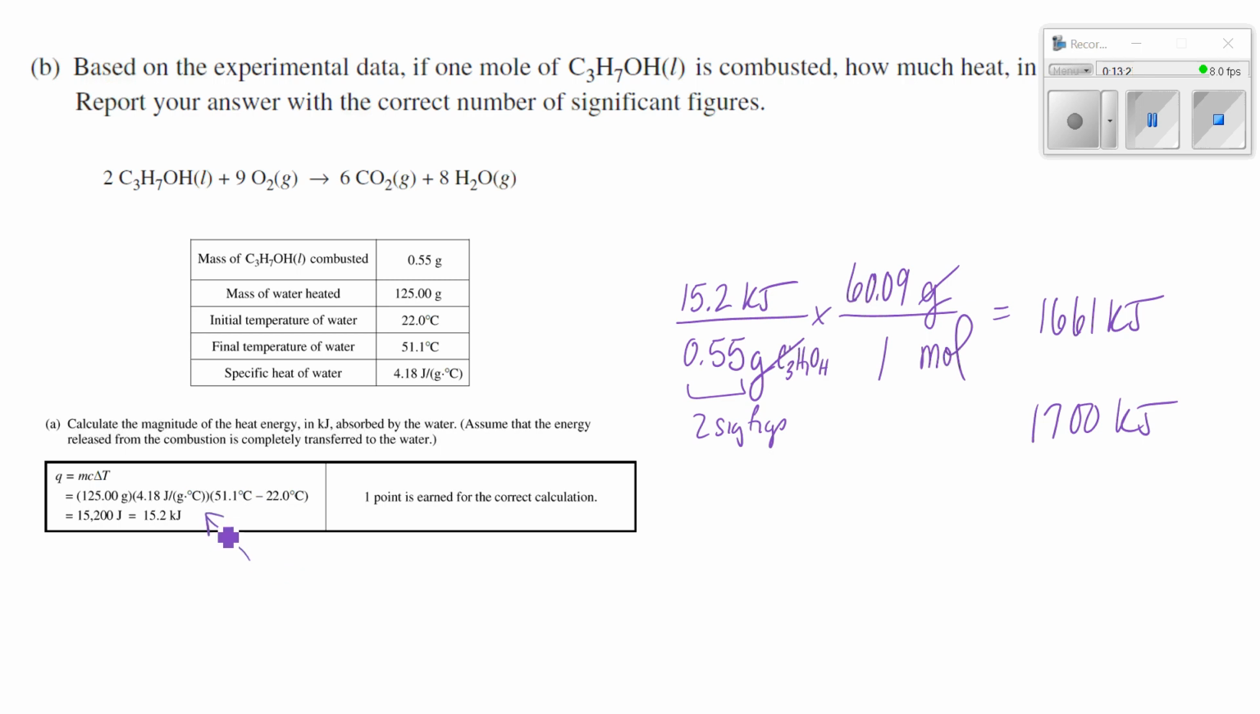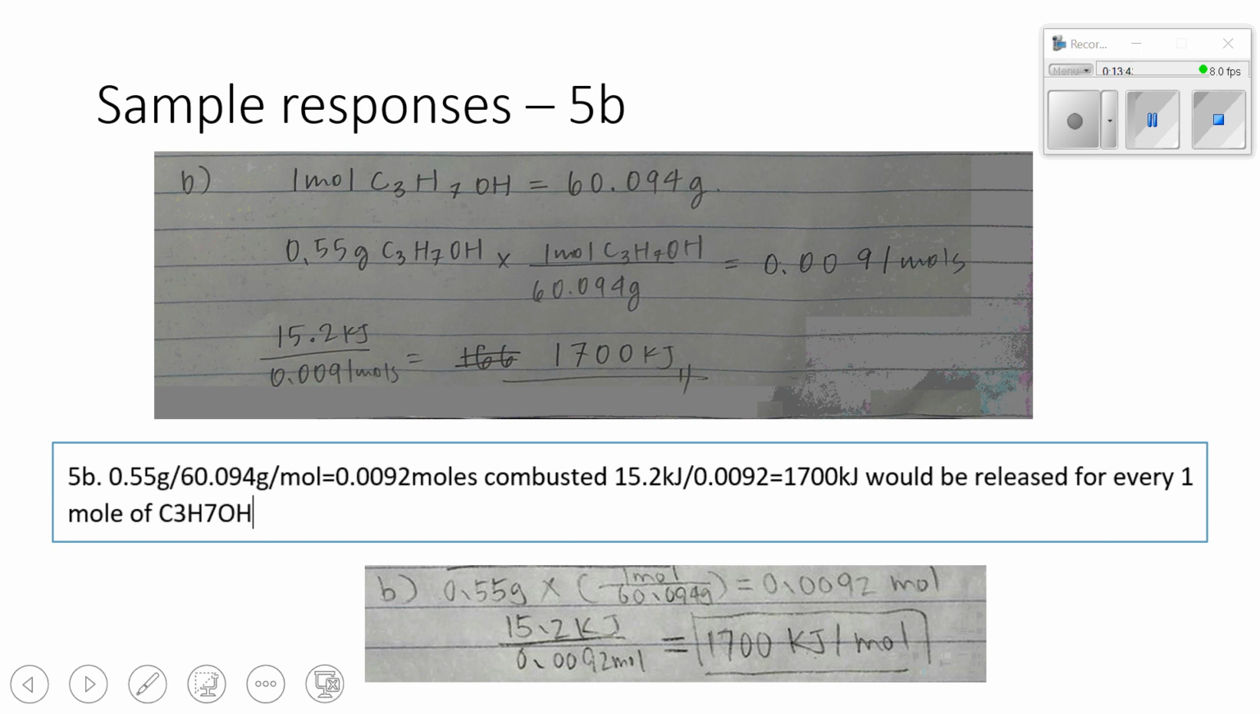And again, if you had got this answer wrong, like let's say you calculated that it was 20 kilojoules, as long as you used that wrong answer correctly in the next part of the question, you could still earn the full points for this part of the question. So keep that in mind.